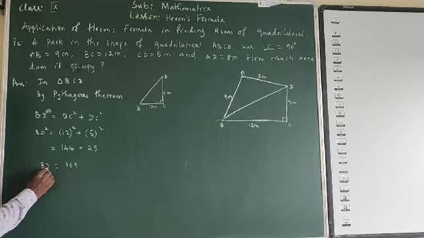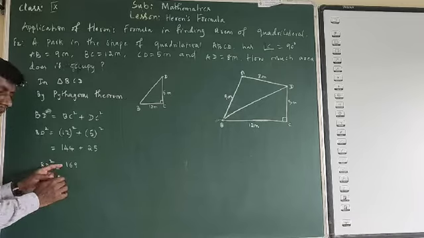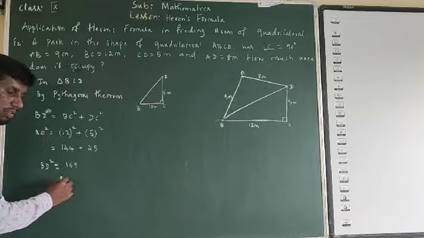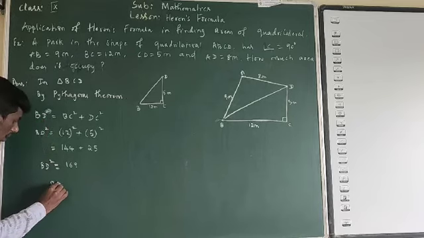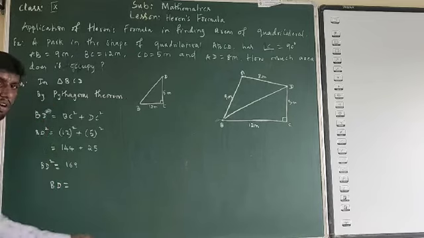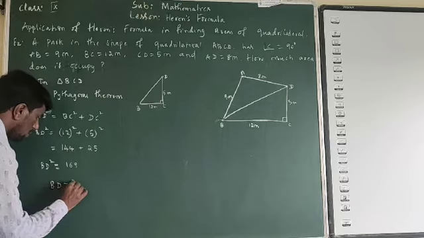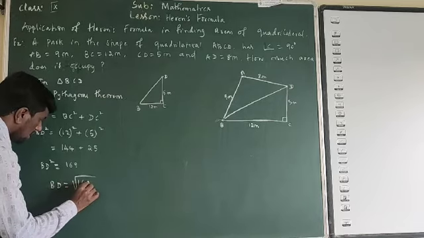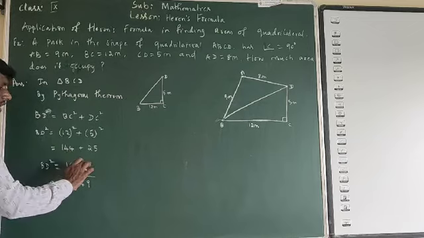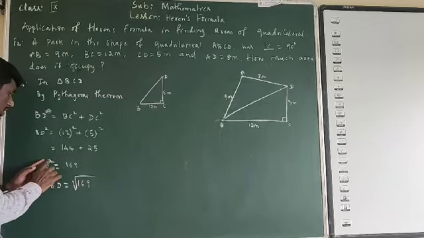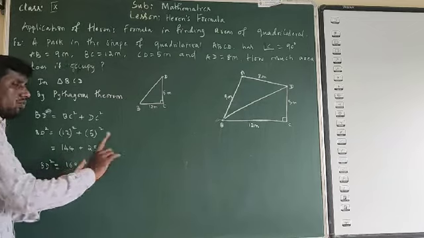This is BD square. So I am having BD square is equal to 169. I will send square to the other side. If I send square to the other side, what will happen? Square root, correct? Square root of the value whatever will be there in the RHS. I am sending square root to the other side, it is square root of 169.